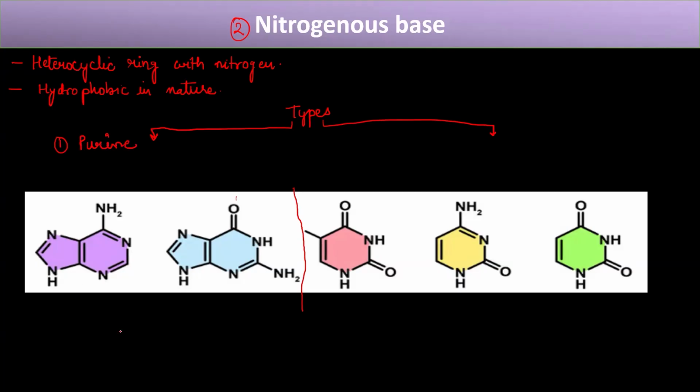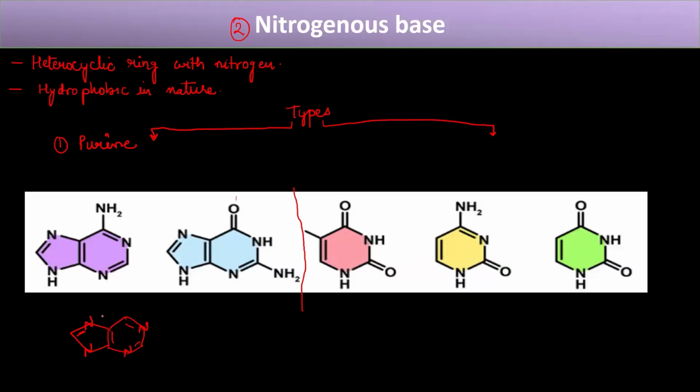So the structure that we are seeing here, or I can also draw a general structure that will look something like this. Okay, and it has nitrogen, nitrogen, nitrogen, and nitrogen. So this is the general structure of purine.